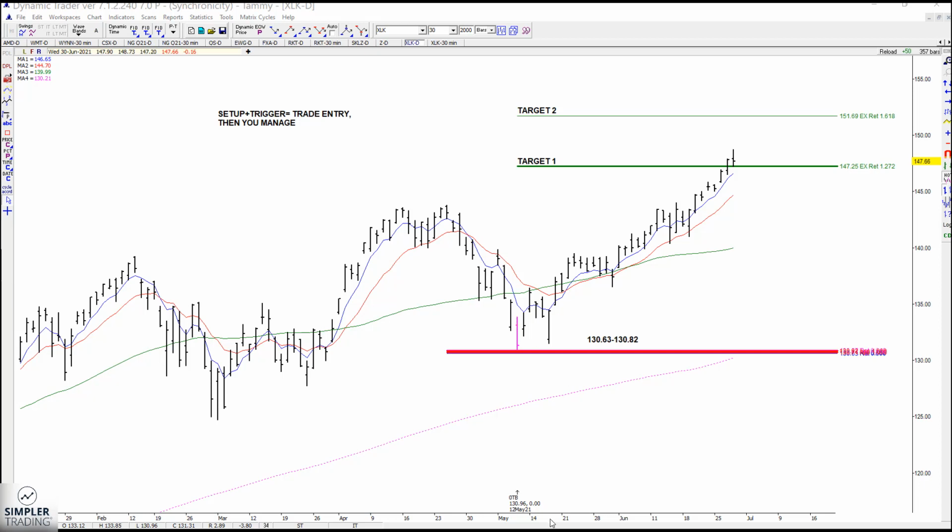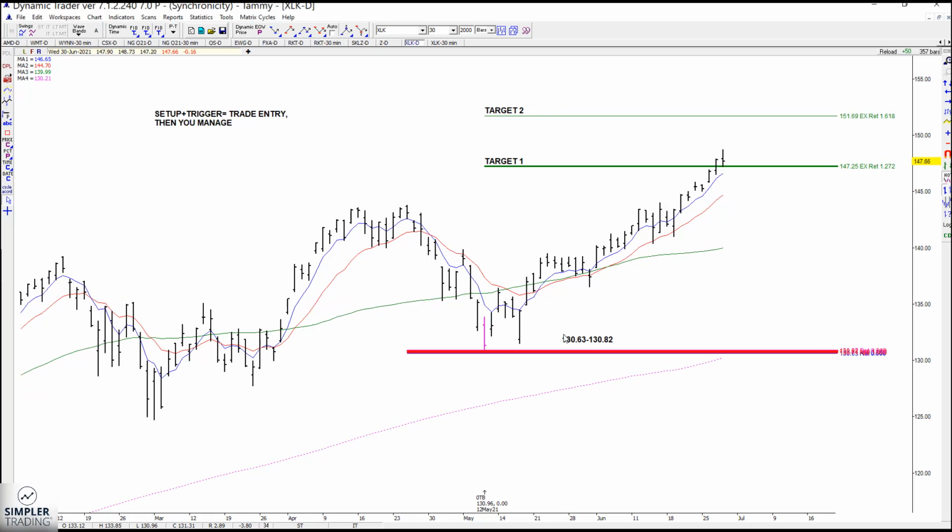This is part of our trading plans and guidelines that we put out to you, and what we always tell you is what's written here in the upper left-hand corner. Setup plus trigger equals trade entry, and then you manage.